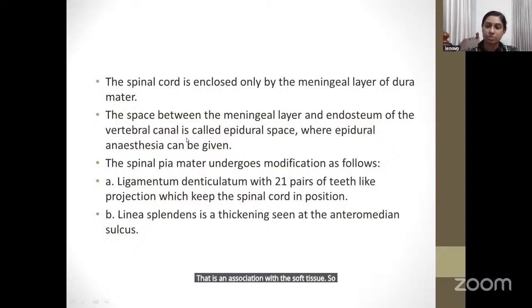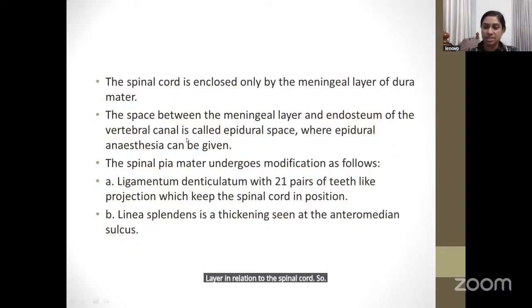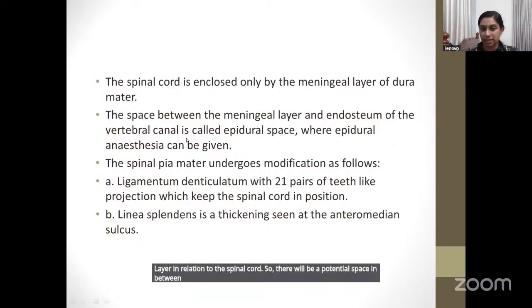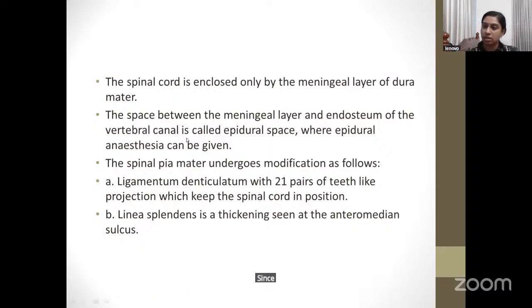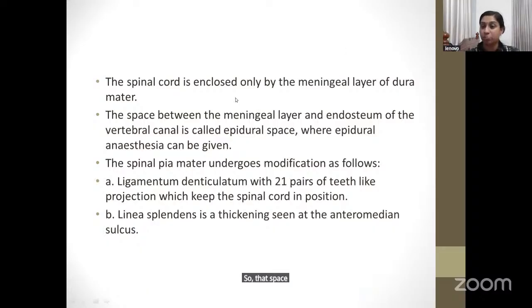In the case of the spinal cord, in contrast to the brain, the dura mater has only the meningeal layer in relation to the spinal cord. So there is a potential space between the vertebral canal and the meningeal layer of the dura mater. In the brain that is bound by the endosteal layer, whereas in the spinal cord the endosteal layer is absent. So there is a space extending between the vertebral canal and the meningeal layer, the outermost layer of the dura mater. That space is called the epidural space.